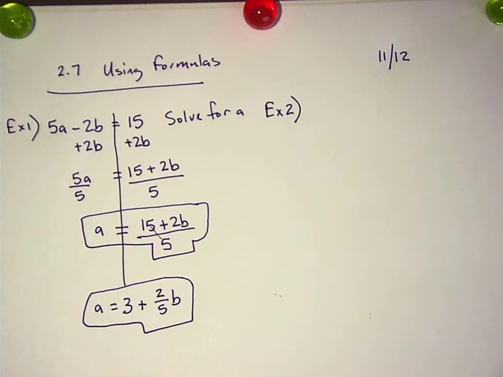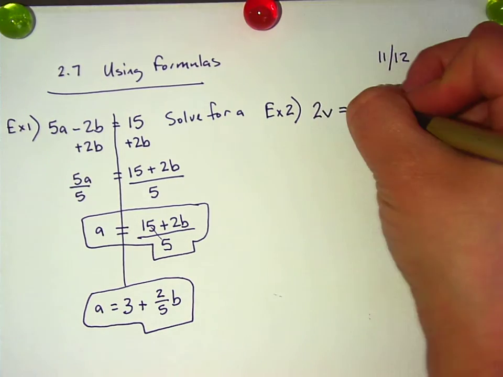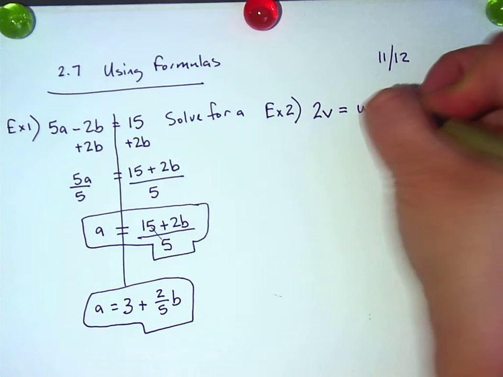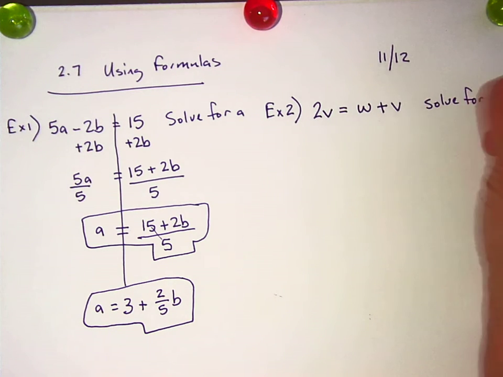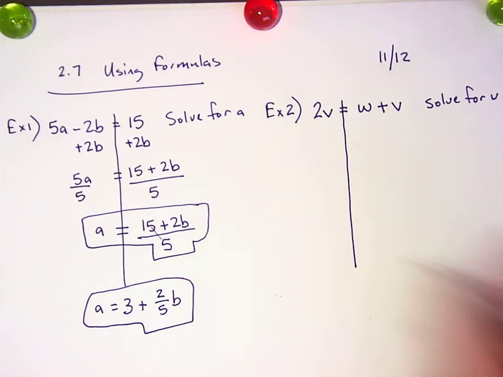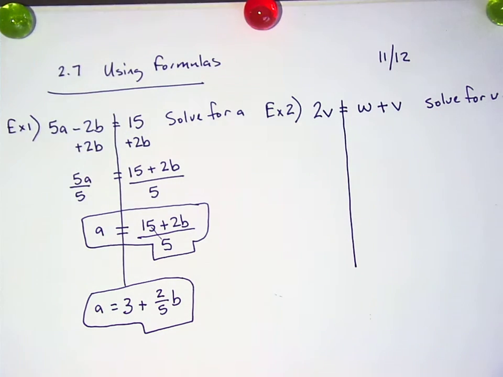Okay, so let's try this one. 2v equals w plus v, and we're going to solve for v. Who wants to win a prize by telling me how to do this? Hands up if you want to take a shot at it. Be brave. 1, 2, 3, 4, 5, 6, 7. Anybody else?